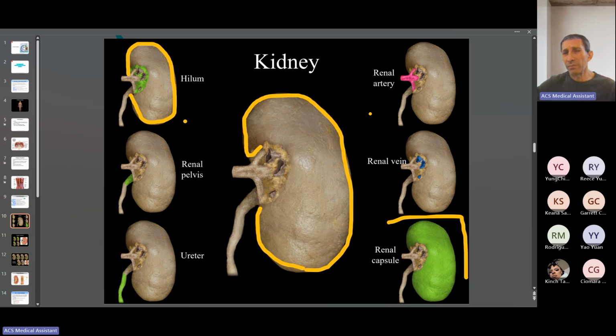I knew that I had it somewhere, but I was looking for it. So that's basically what it is. This is the capsule. So we're going to go over each one of these, and then I'm going to show you the diagram.